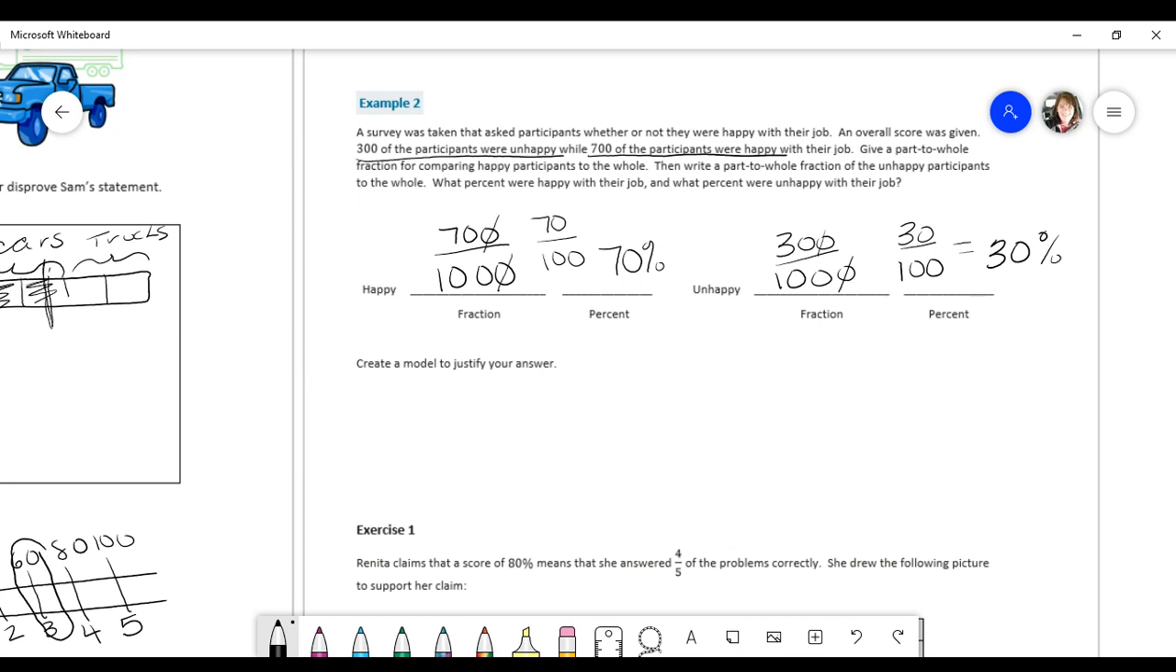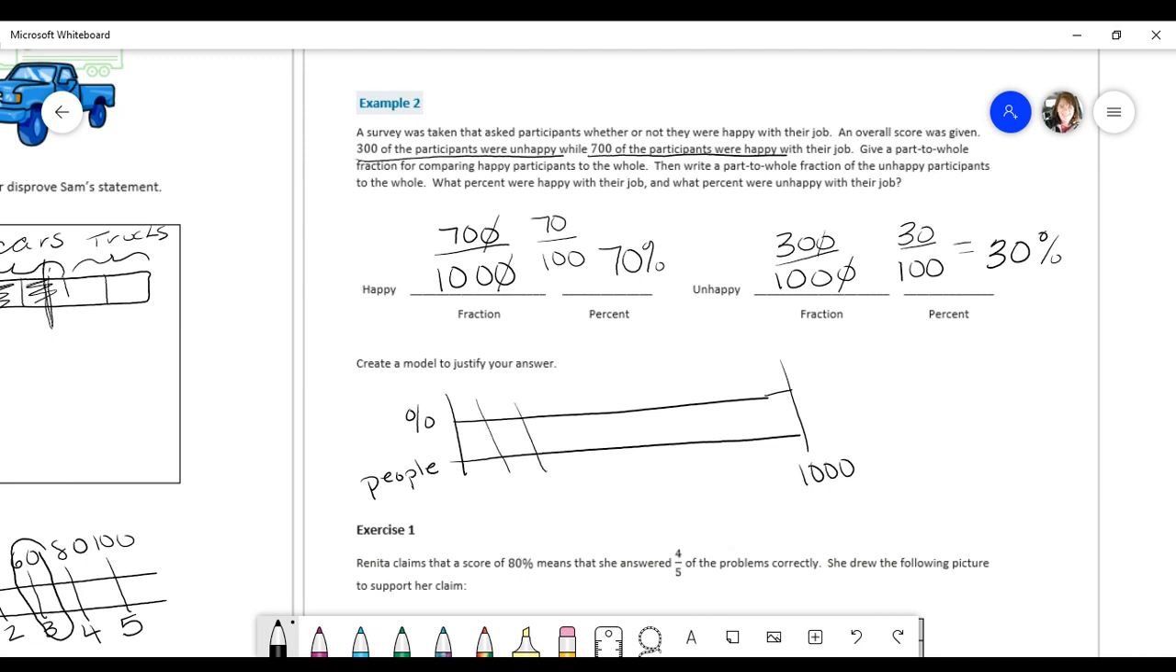Then it says, let's create a model. Let's do our same thing, our double number line. And we're going to put our percent on the top again. And our participants, or people, I'll just write people, on the bottom. And we know that we have 1,000 people total. So a good number to probably count by, because both of them are in hundreds, is hundreds. So I know I'm going to count by hundreds, which means I'm going to have 10 spots here, which is 9 cuts.